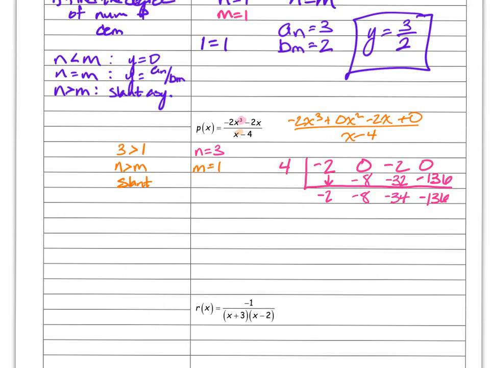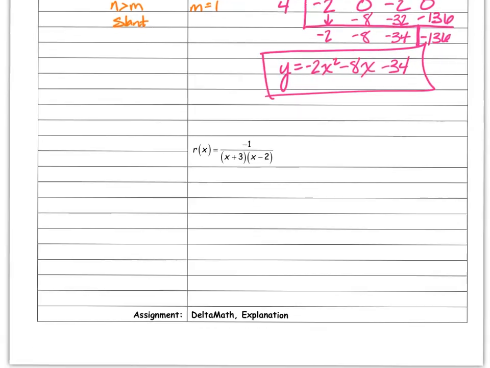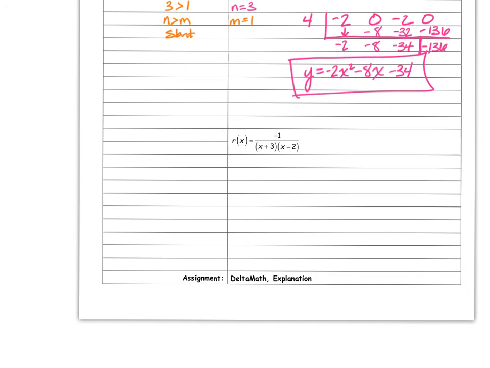So I get y equals, and it's x cubed, so I'm going to go down 1: negative 2x squared minus 8x minus 34. I don't need the remainder. And there's my equation for my asymptote. It's a quadratic, and that's okay. I'm not graphing it, I'm just finding the equation of the line. Okay, on to the next one.